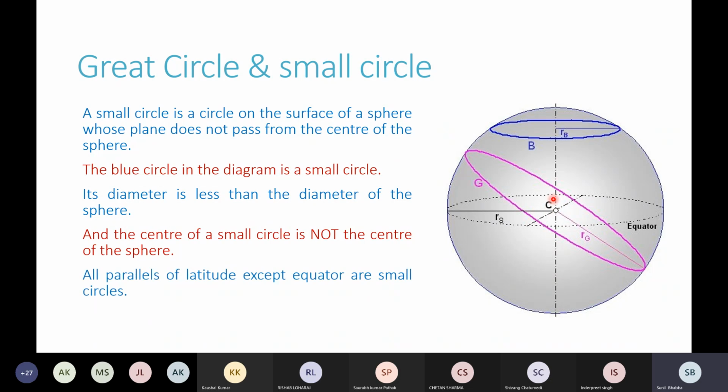Now all the parallels of latitude except the equator are small circles. Whether it is 10 degrees, 20, 30, 40, 50, north or south, all these parallels on the surface of Earth represent small circles because their plane does not pass from the center of Earth, and their radius is not equal to the radius of the Earth, and the center of these circles is not the same as the center of the Earth. So that was the concept of a great circle and a small circle.